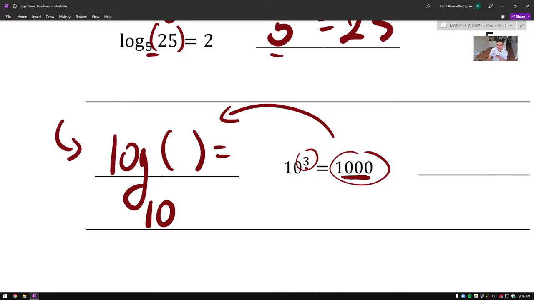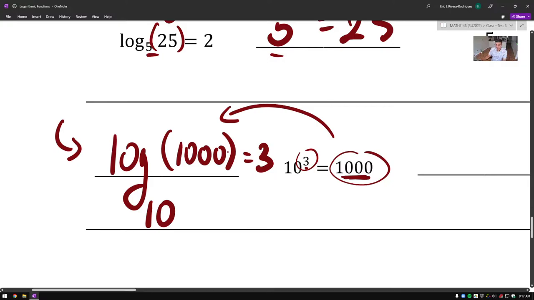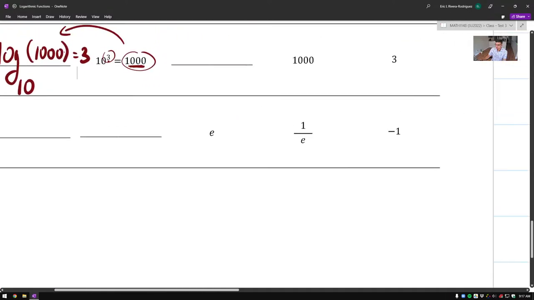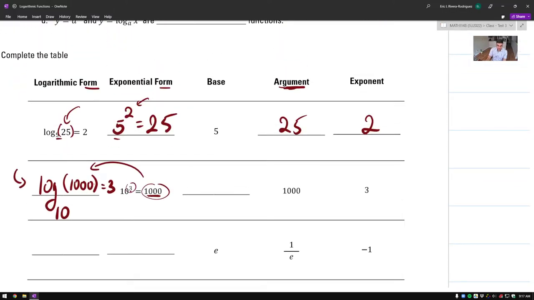Always think of it as a function, the input and the output. What is the input in the exponential form? It is 3, okay? It's the exponent. And what is the output? It's the result that we got after applying the exponent. The logarithmic function is the inverse of the exponential function. That means that the input and the output get interchanged. So now the output in the exponential form becomes the input in the logarithmic form. So 1,000 goes here, and then the output is going to be 3, because 10 raised to the power of 3 gives us 1,000. So the base is 10, the argument is 1,000, and the exponent is 3.